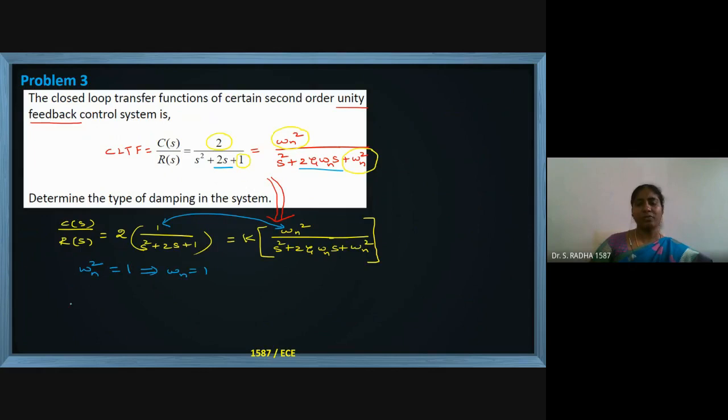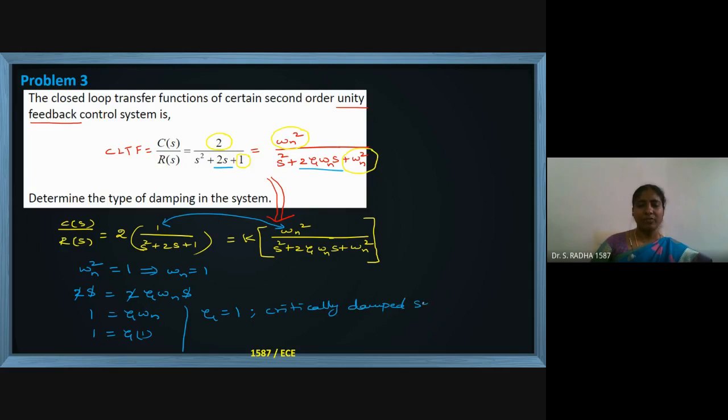Now we go with the denominator second term, 2 eta omega n s. The 2 gets cancelled, and s and s also get cancelled. So the left side is 1 and the right side is eta omega n. The omega n value we calculated in the previous step is 1. So now we get eta equal to 1. Eta equal to 1 means it is called a critically damped system.